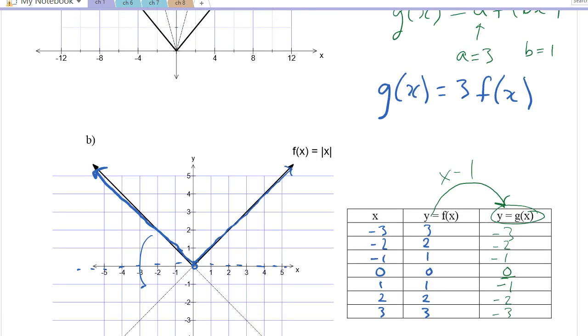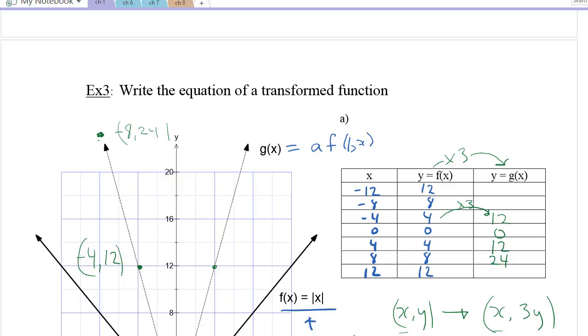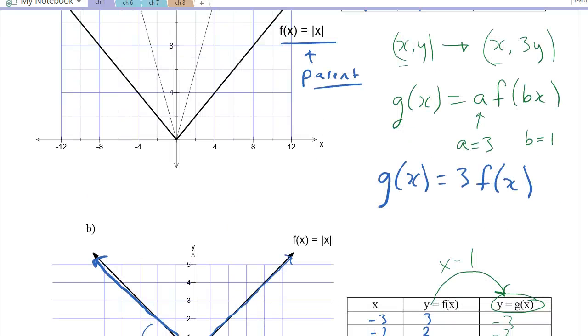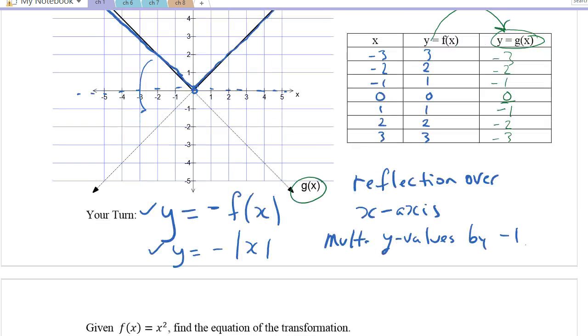So depending on how the question was asked, let's just see what the question says. Write the equation of a transformed function. So it didn't say in terms of f of x or not. So it's a little bit ambiguous. Both would be proper ways of doing it.